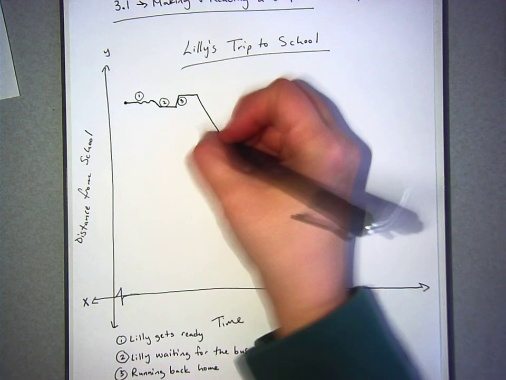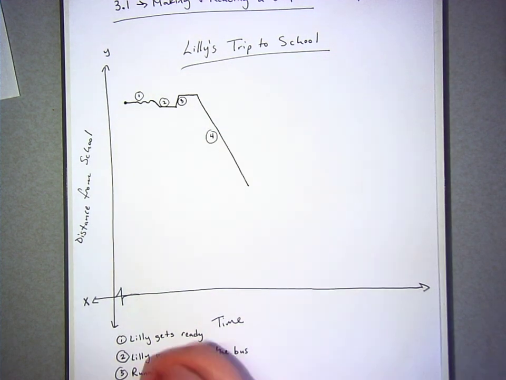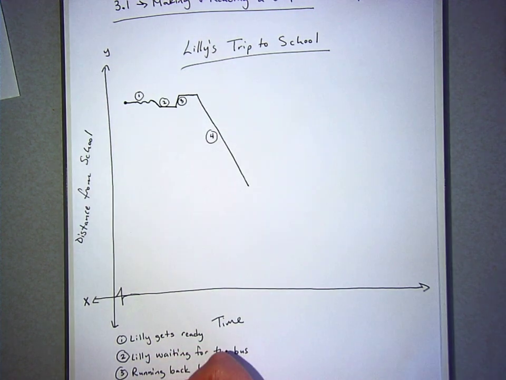And let's label down here. This is number 4. Number 4, I'm writing down here, Lily's brother drives her to school.